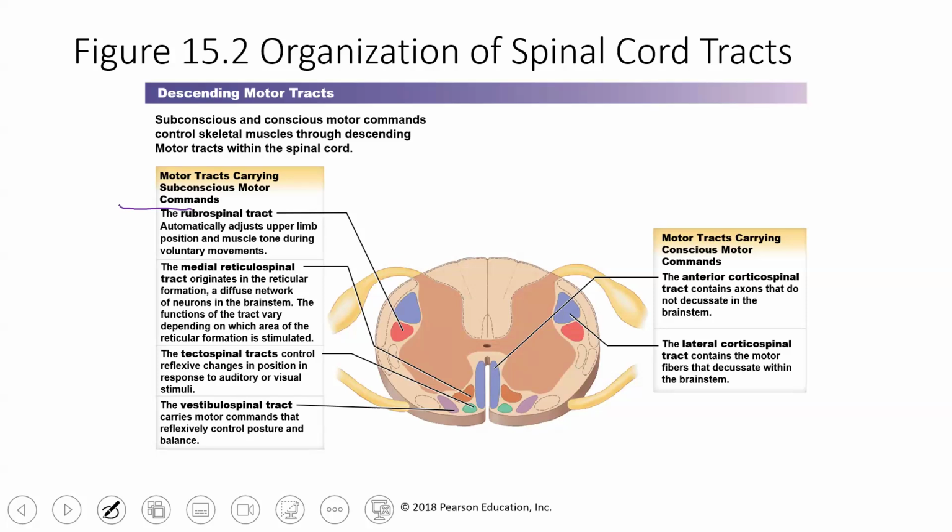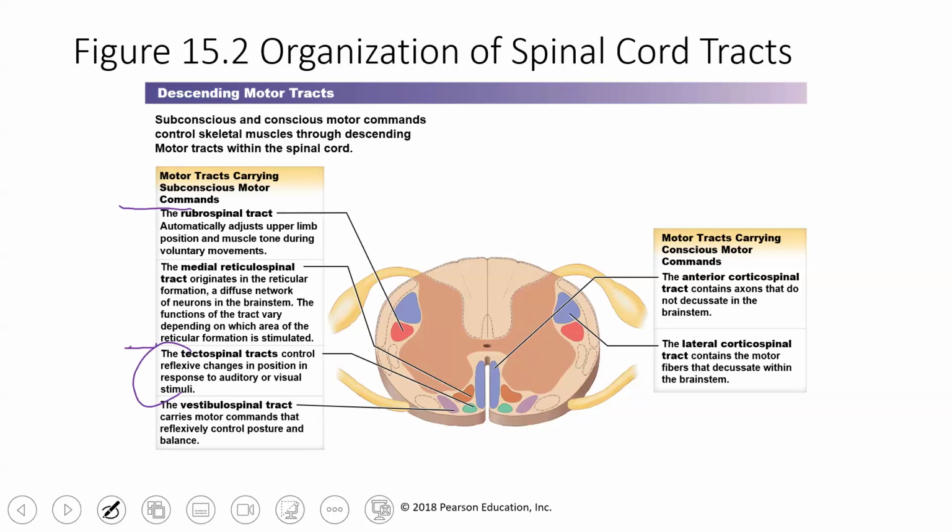The medial reticulospinal tract originates in the reticular formation, which is a diffuse network of neurons in the brainstem. The functions of the tract vary depending on which area of the reticular formation is stimulated. Tectospinal tracts control reflexive changes in position in response to auditory or visual stimuli. So auditory being hearing or visual being seeing. Okay, so you hear something out of the ordinary and you turn and you look. You see something out of the ordinary and you turn and you look. That is this right here that is in charge of that.